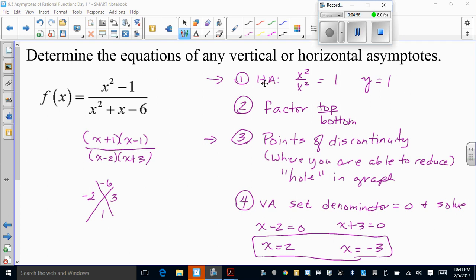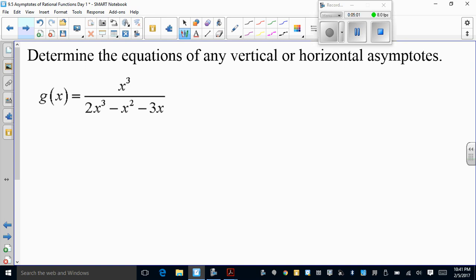Okay, so we have x cubed over 2x cubed minus x squared minus 3x. On this one here, we need to factor top and bottom. Oh, horizontal asymptote first. x cubed over 2x cubed. Your x cubes are going to cancel out and you're going to be left with y equals 1 over 2.